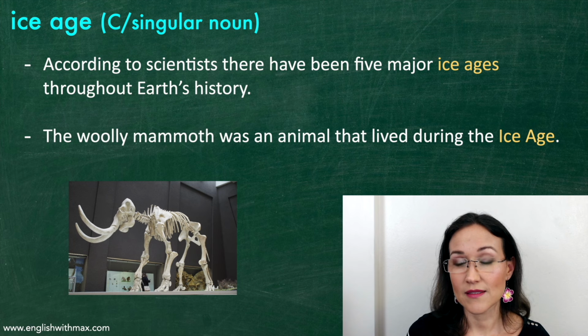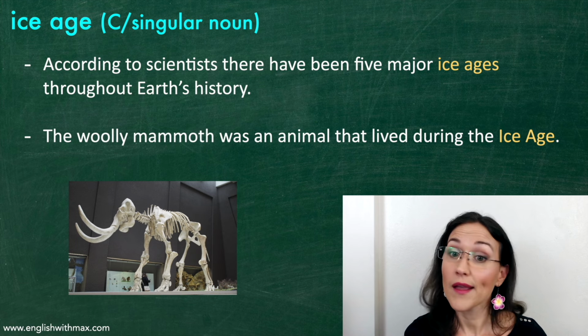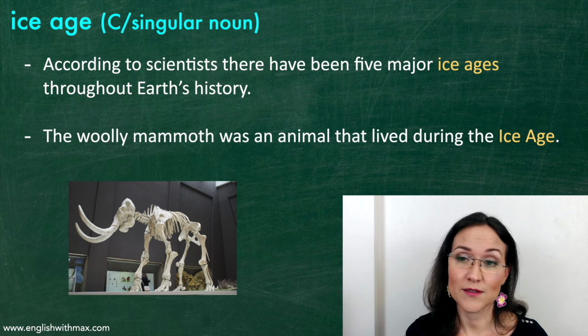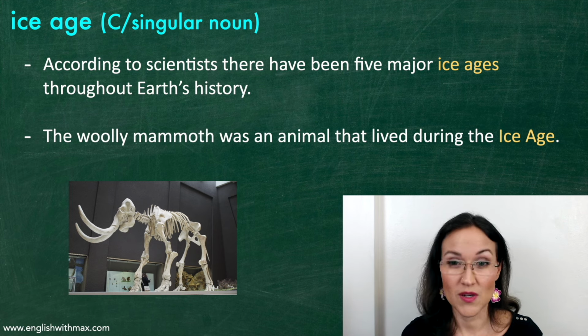According to scientists, there have been 5 major ice ages throughout Earth's history. The woolly mammoth was an animal that lived during the Ice Age. In the picture, you can see a skeleton of a woolly mammoth.